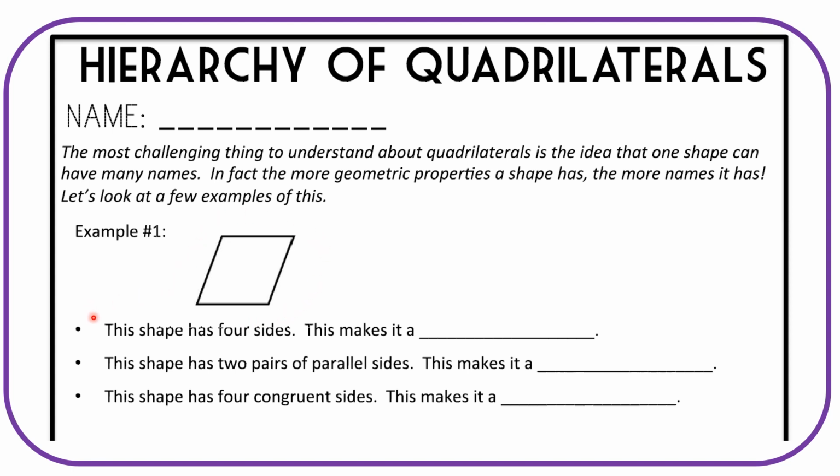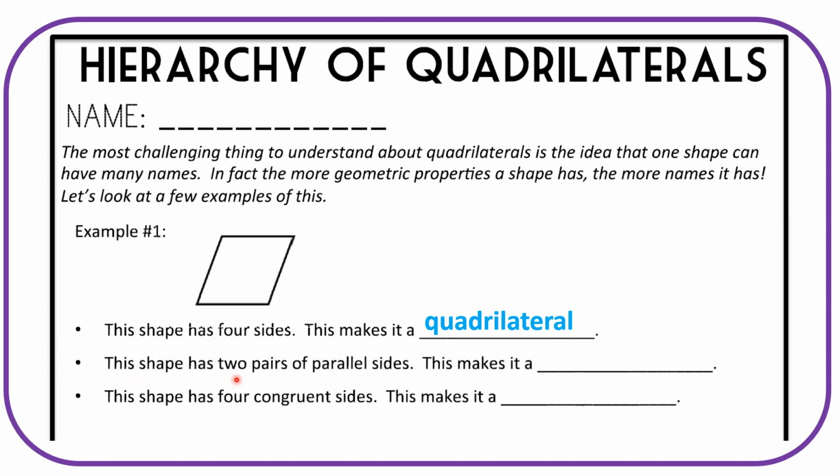So there are 3 hints here that help us determine the 3 different names we can give to this shape. And let's start with the first one. This shape has 4 sides. This makes it a, what do you think? It makes it a quadrilateral. The reason it's a quadrilateral is because quad in quadrilateral means 4. It has 4 sides. Next one.